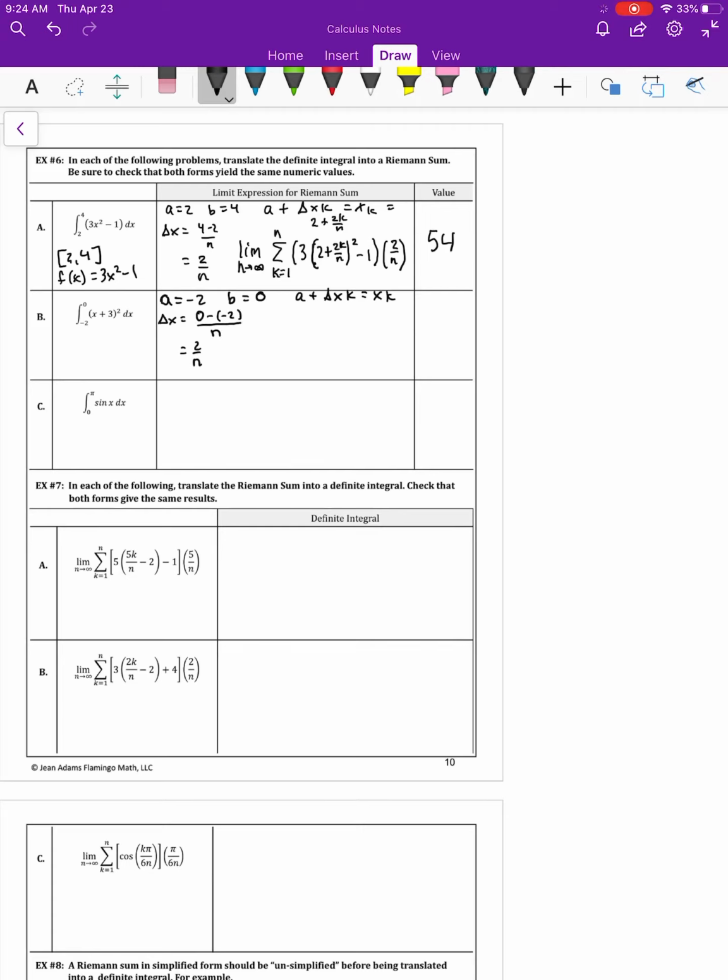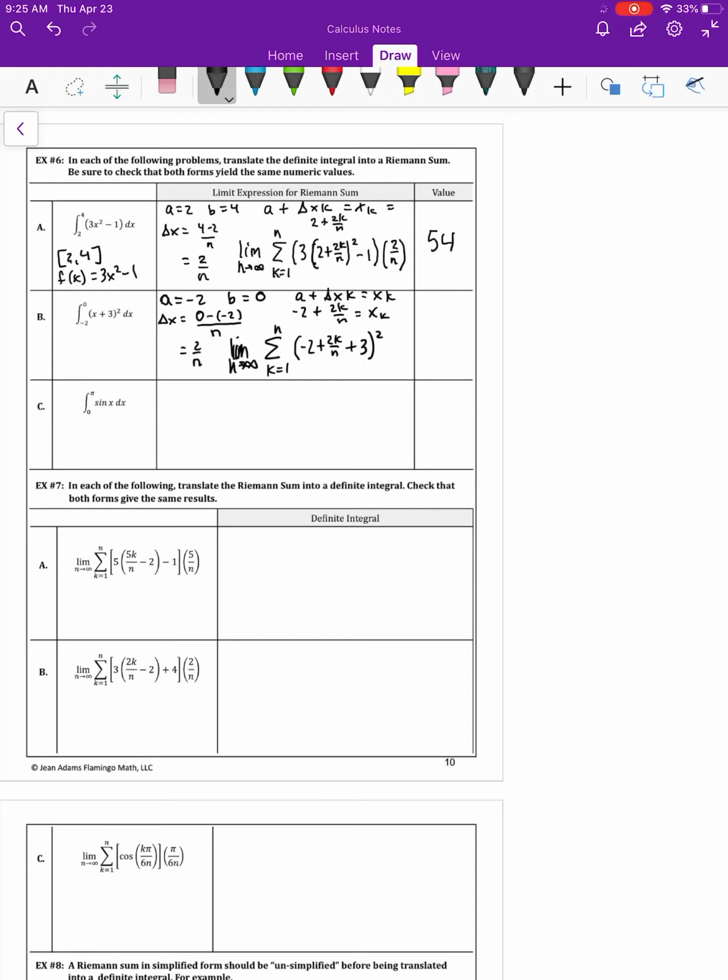And now this next one, our a is -2, our b is 0. A plus delta x k equals my x sub k. My delta x equals 0 minus negative 2 over n, so 2 over n. So my a is -2 plus 2k over n would be my x sub k.